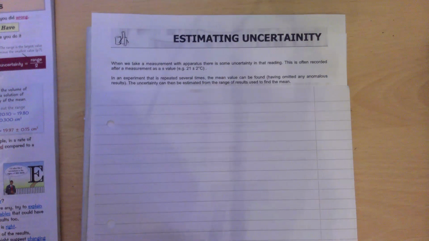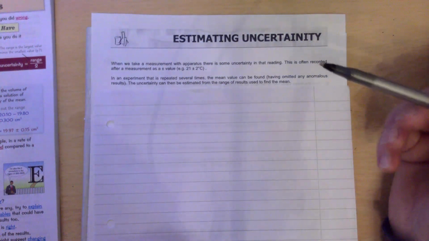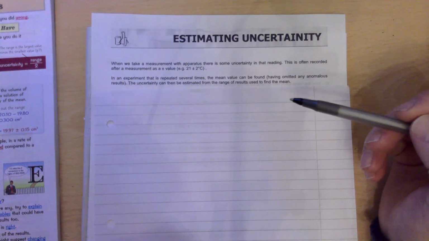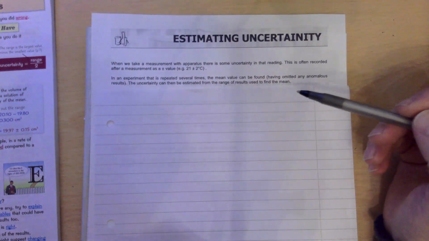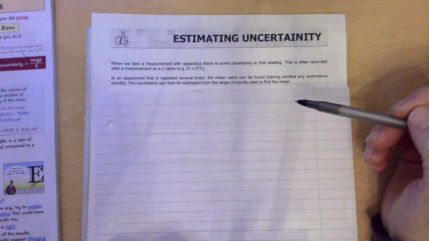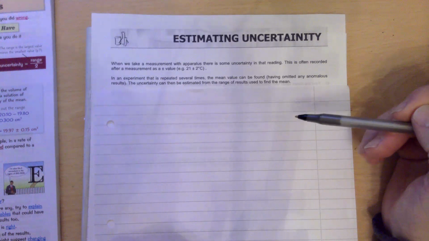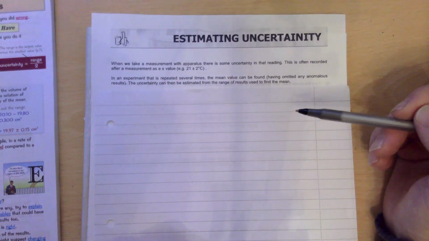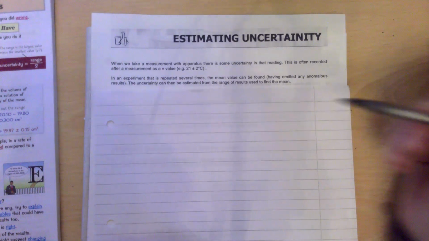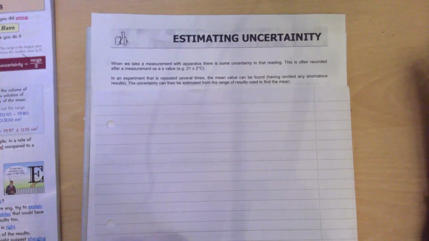There's an important specification point for the GCSE chemistry that I want to highlight in this short video. It makes it very clear in the specification that you need to be able to make estimations about uncertainty, and it says that you need to use a range of a set of measurements about the mean as a measure of uncertainty. Now, it's not entirely clear what that means, I think, for people.